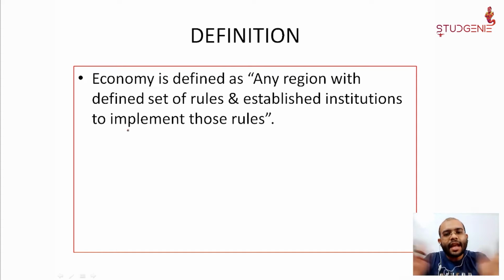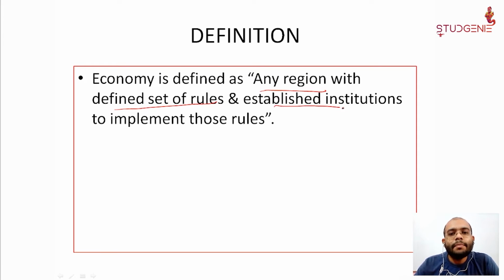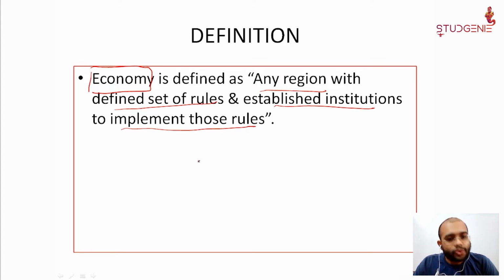Economy is nothing but imagine a territory with political homogeneity or political unity, right? There might be opposition in that territory, but politically its boundaries must be defined with a legislature to formulate the laws and an established institution or a group of established institutions in order to implement those established rules and regulations. So any region with a defined set of rules and established institutions to implement those rules can be said as an economy. We can say Indian economy, British economy, Chinese economy, and so on.